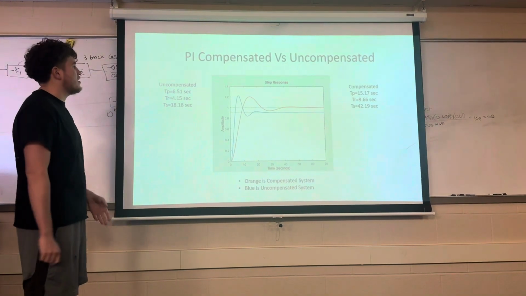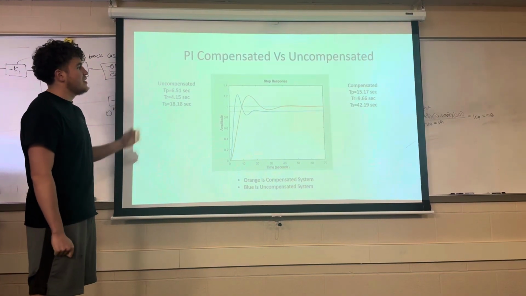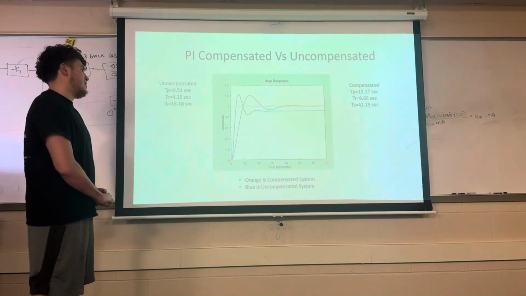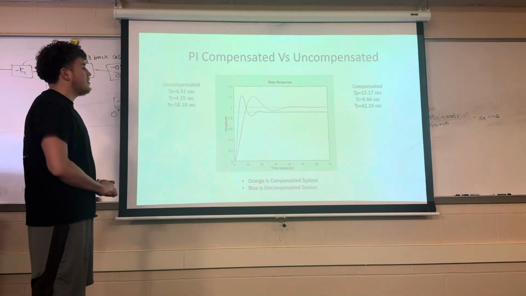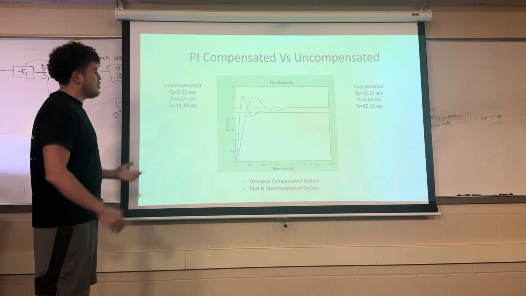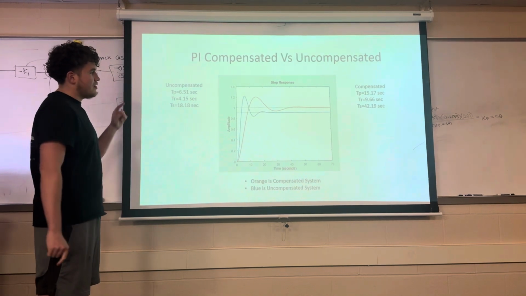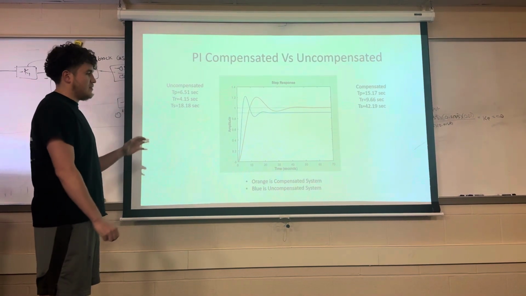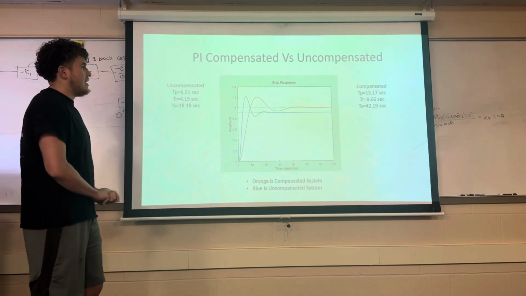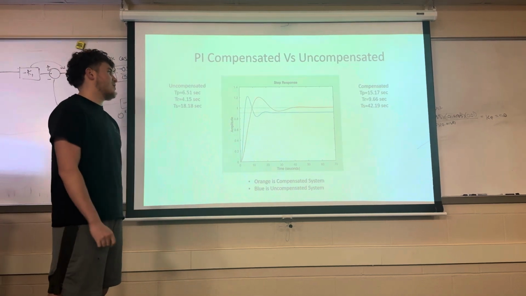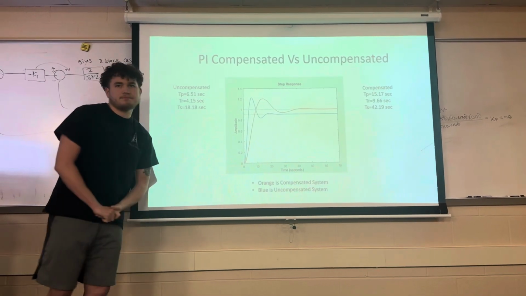Here's a comparison of our uncompensated system to the PI compensated. As you can see, same deal. We have a more accurate steady state error that goes directly to 0 rather than a really low value. And we also have a longer peak time, rise time, and settling time.